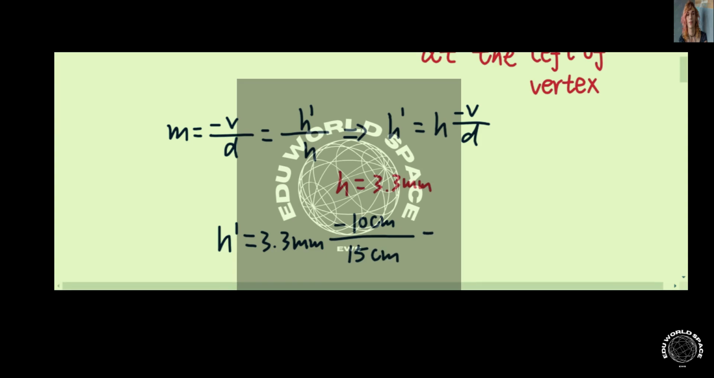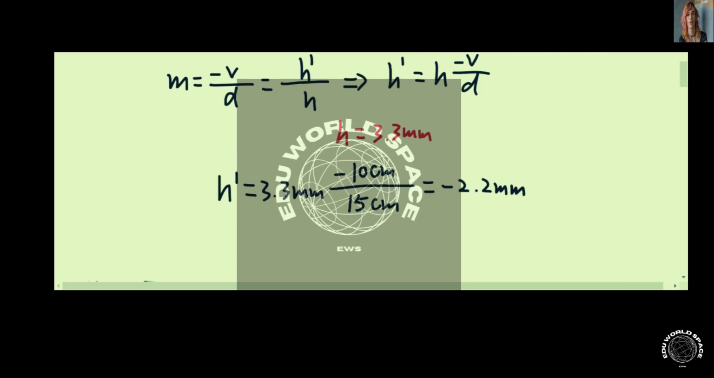And this will give us the image height of about, let me see, 2.2. Actually, it's negative 2.2 millimeter. And the negative sign here means the image is inverted, okay? If it's inverted, that means it's a real image. So the image is inverted and it's a real image.